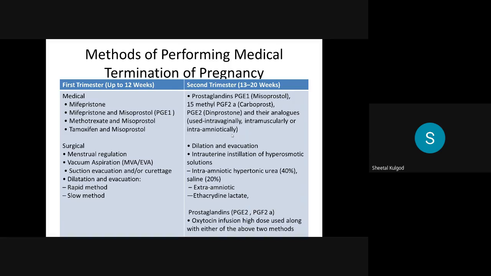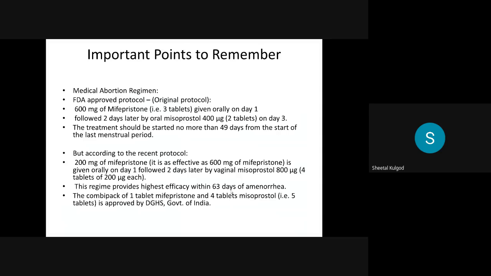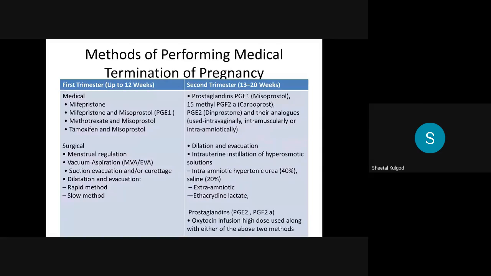Then the other methods for second trimester abortion include dilatation and evacuation, and intrauterine instillation of hyperosmotic solutions like intraamniotic hypertonic urea, 40% saline, 20% extraamniotic instillation of ethacridine lactate. These are some of the other methods used. Then also the prostaglandins like PGE2 and PGF2 alpha can be used. Oxytocin infusion in a high dose can also be used as a method, along with other methods, as a supplement along with prostaglandins.